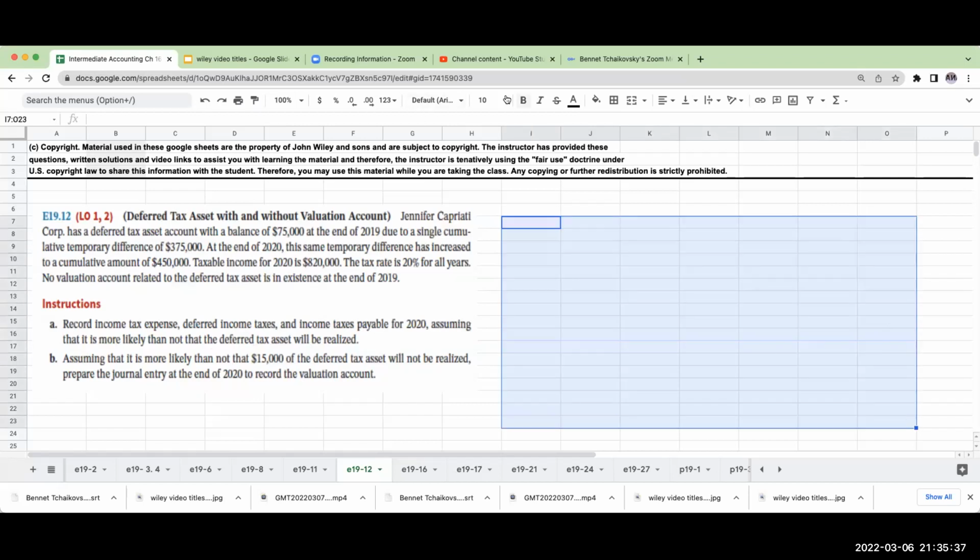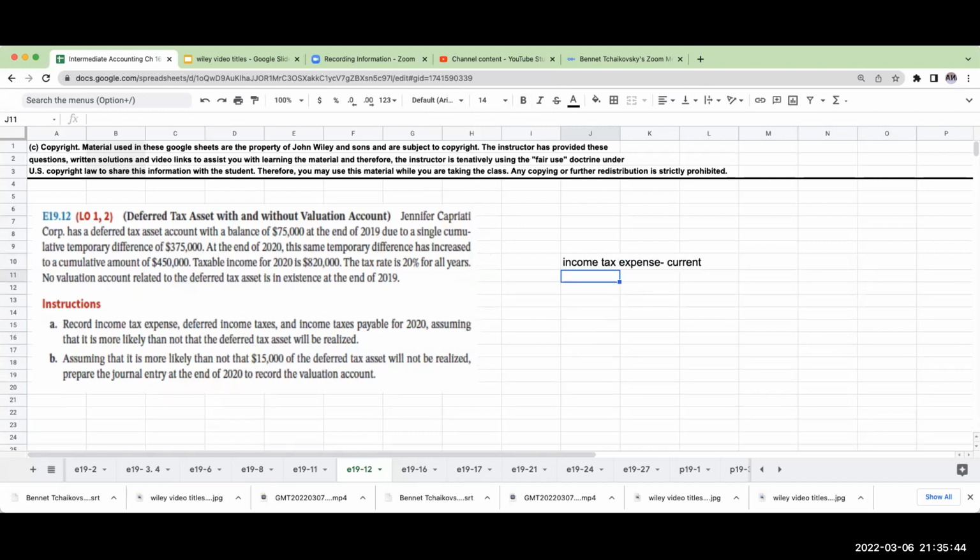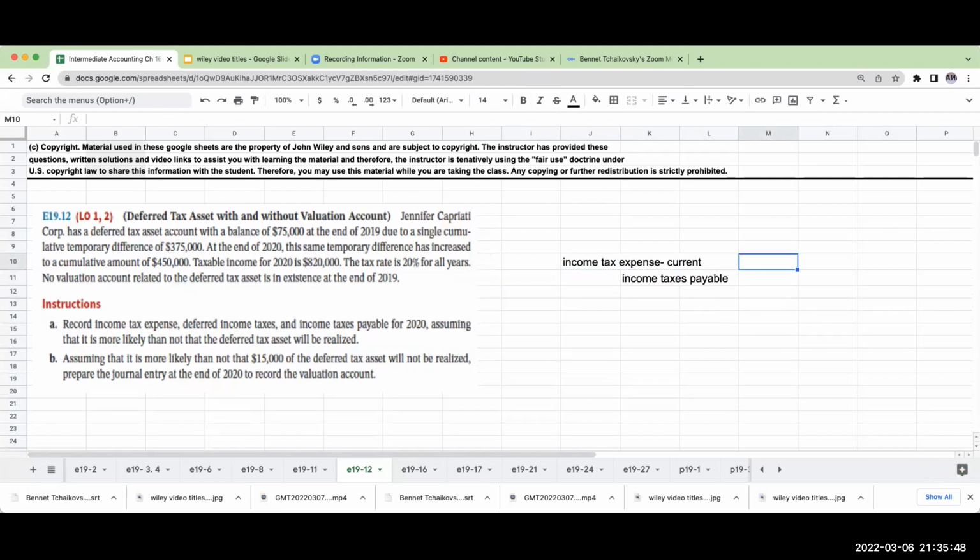All right, so the first thing we're going to do is record income tax expense current, and then we're going to have income taxes payable. This over here is going to be $820,000, which is the taxable income for 2020. We don't have to figure it out; it's giving it to us. This is going to be $164,000. Our income taxes payable is also going to be $164,000.